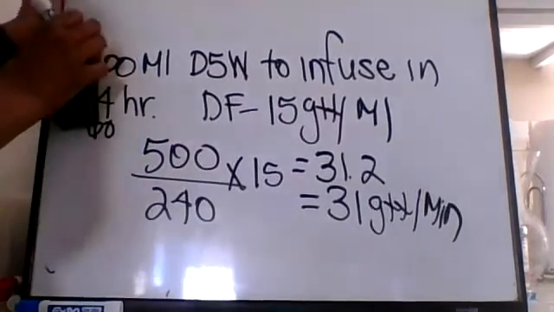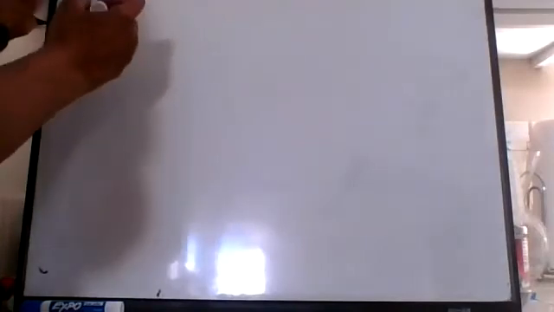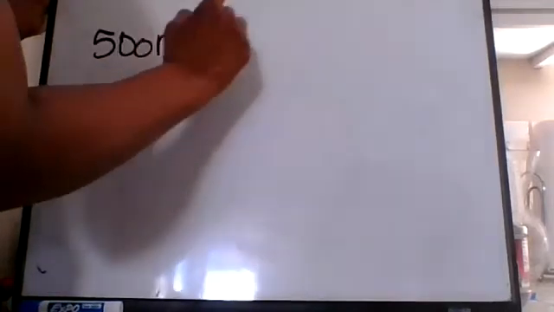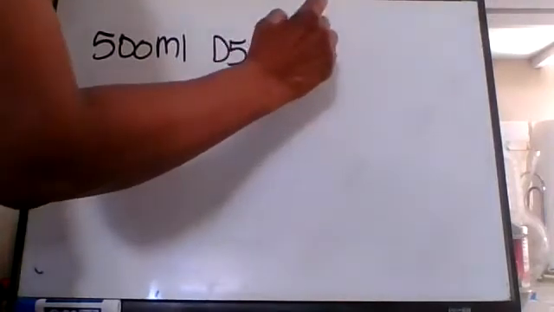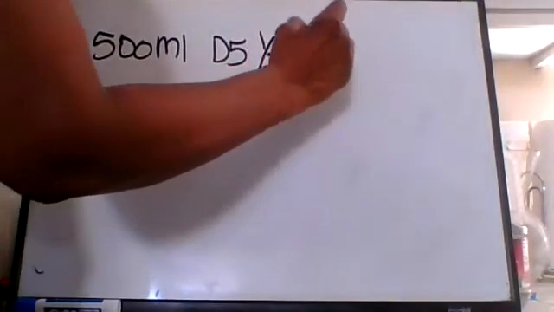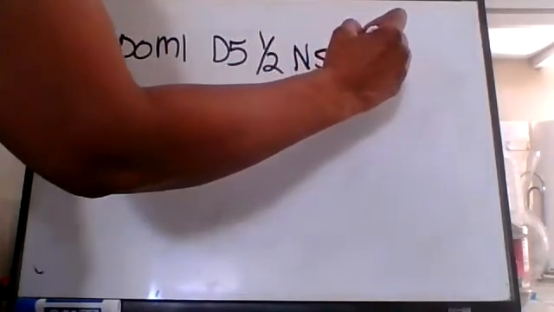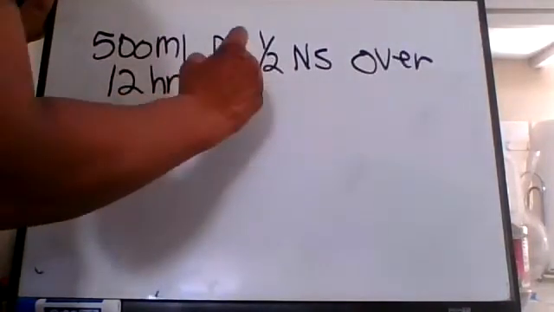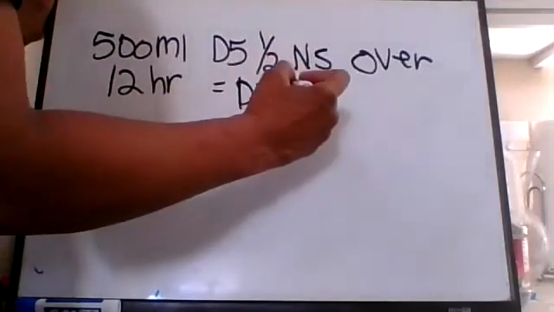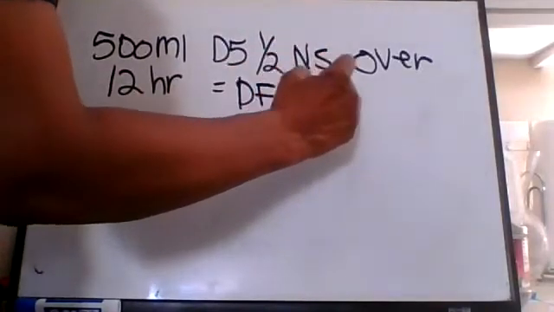All righty, let's do one more of these, and then we'll do some of the other formula. Let's go with this one. 500 milliliters, D5, half normal saline, over 12 hours. The drop factor is 20.